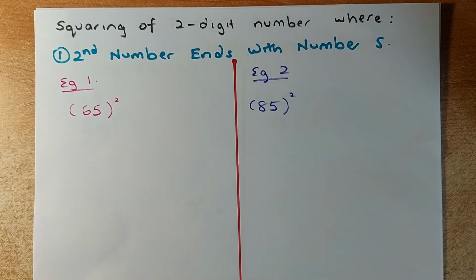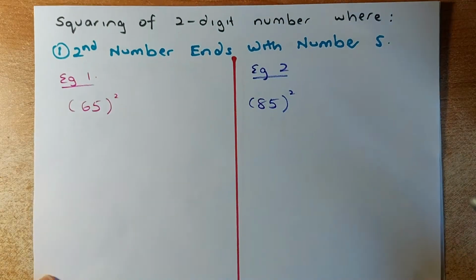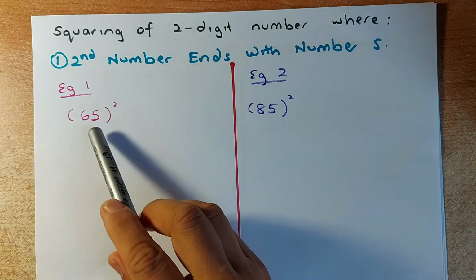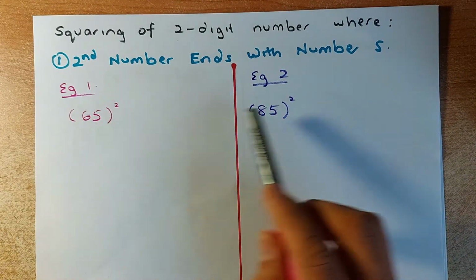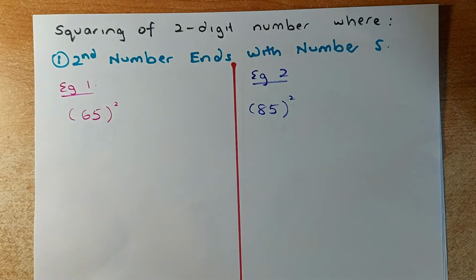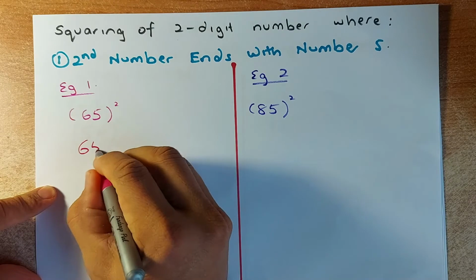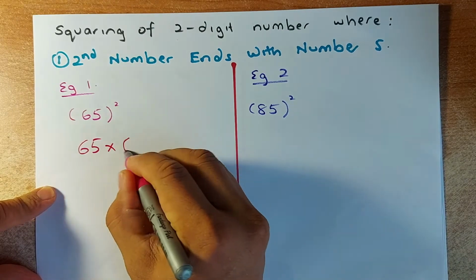So let's go. Now we are going to do three methods. The first method is called squaring of 2-digit numbers where the second digit ends with the number 5. For example, 65, 85, the second digit is a 5. This is very simple. What you do, 65 times 65. So 65 squared is 65 multiplied by 65.